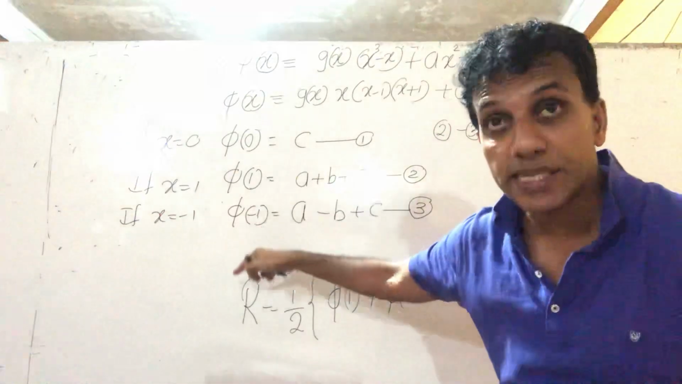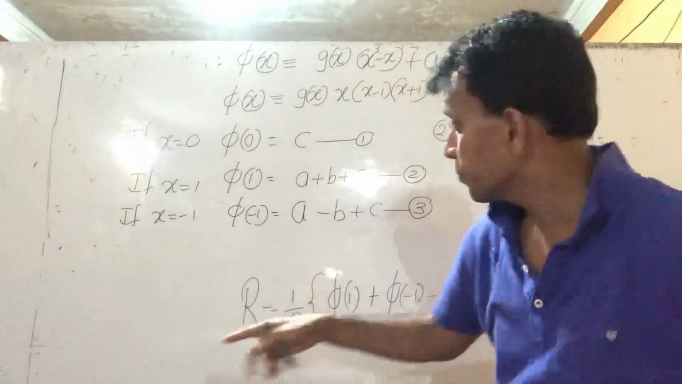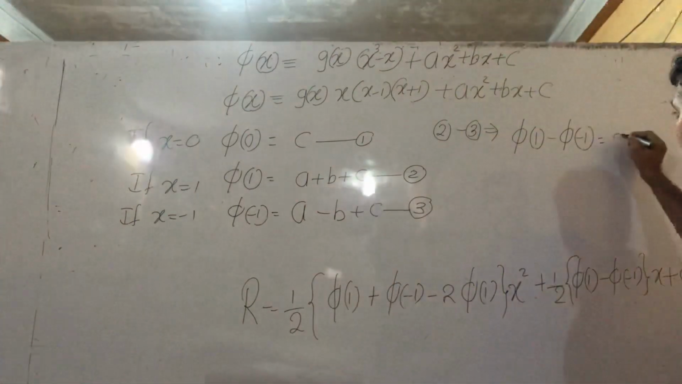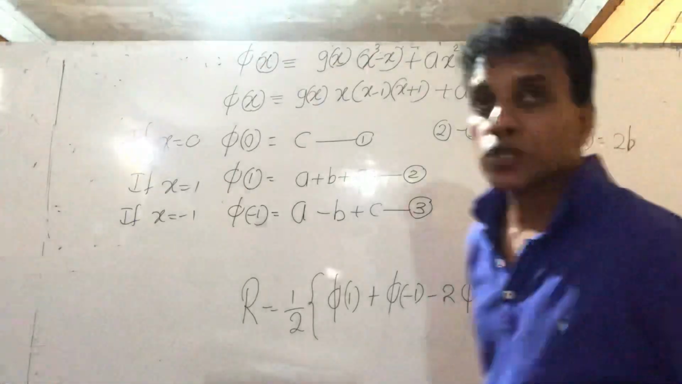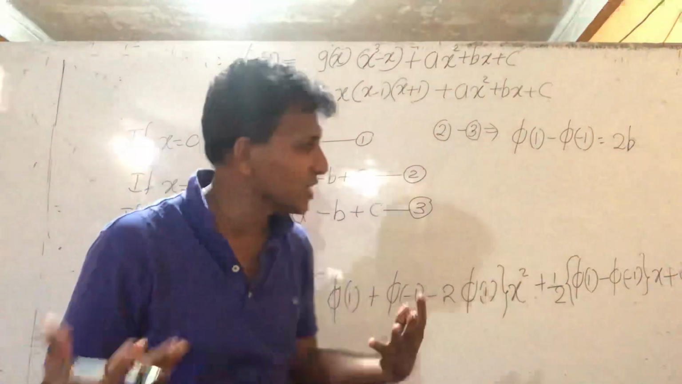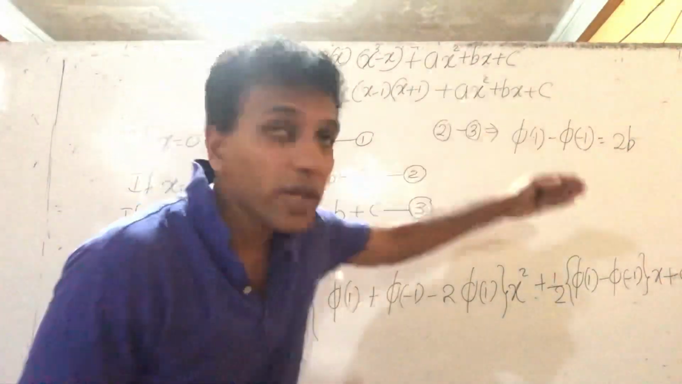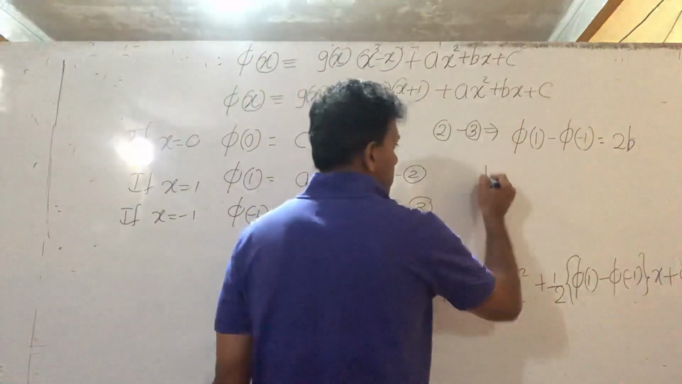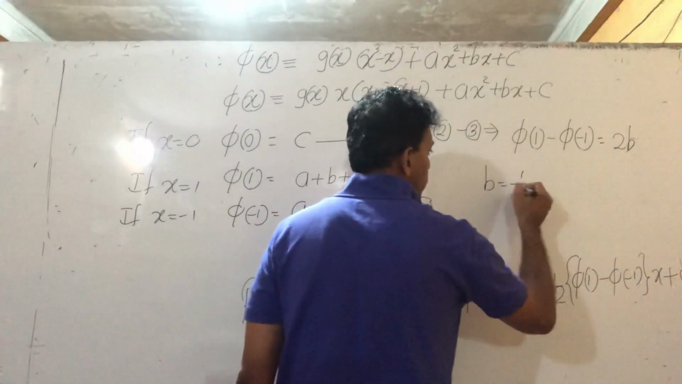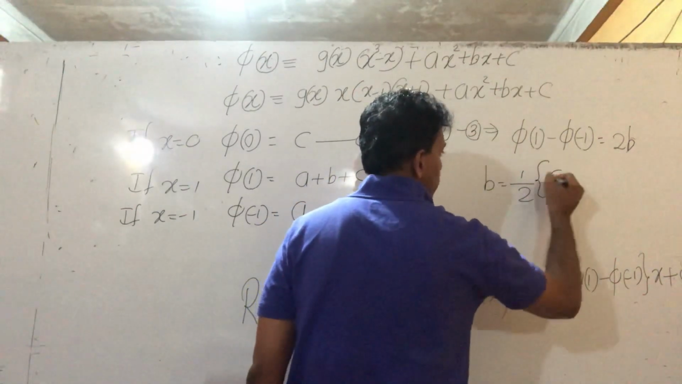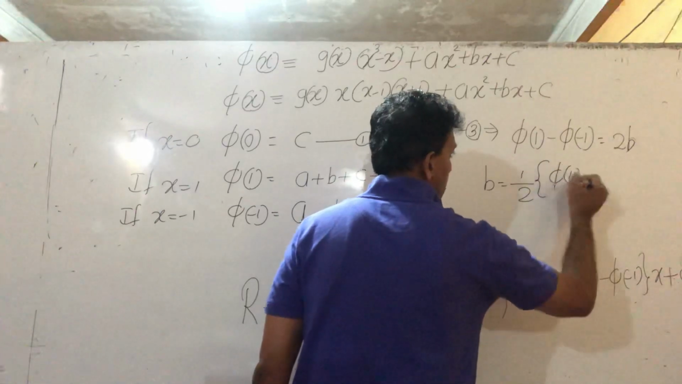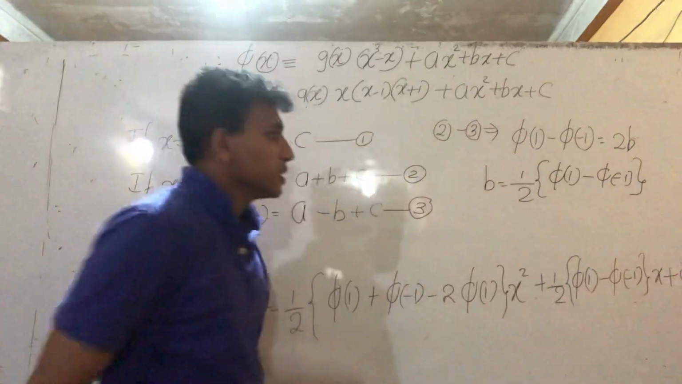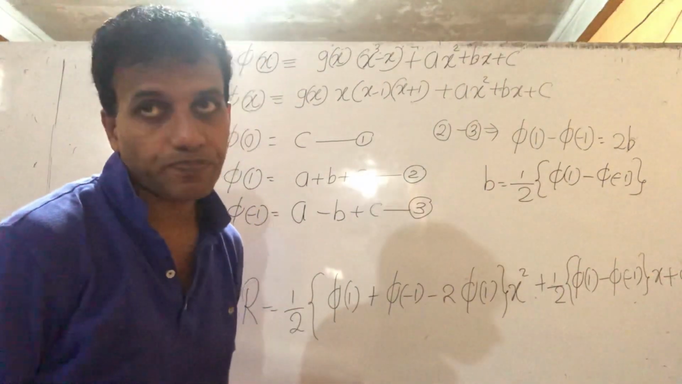This minus this: A minus A is 0, B minus B is 2B. See, what a simple question. If you follow my methods, everything is a simple case. So 2B equals that. What is B? Divided by 2. Therefore B equals half into phi of 1 minus phi of minus 1. This is the B answer.